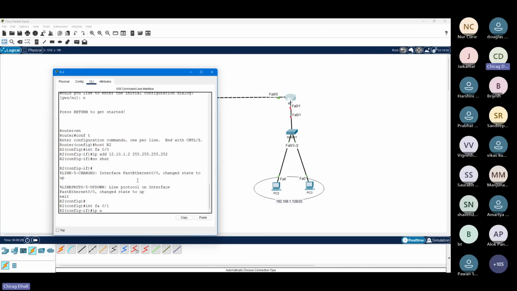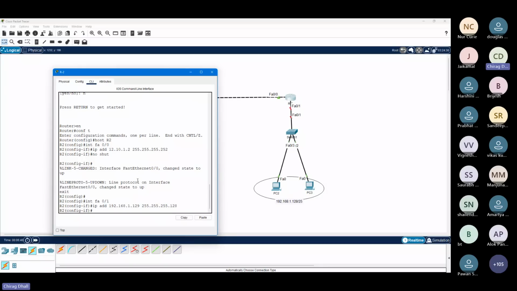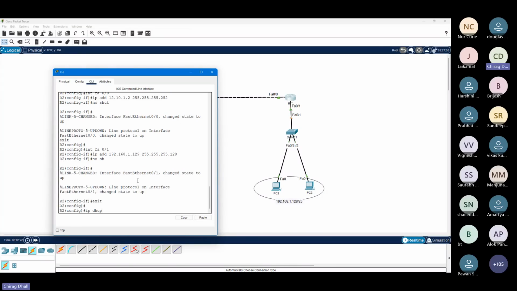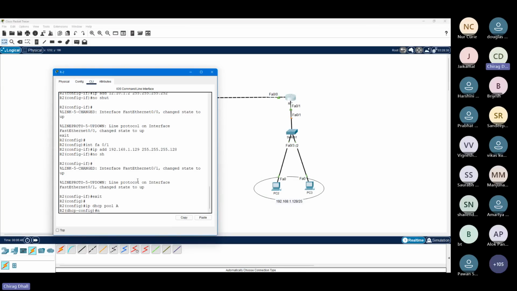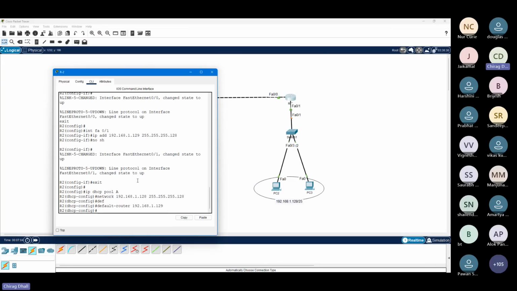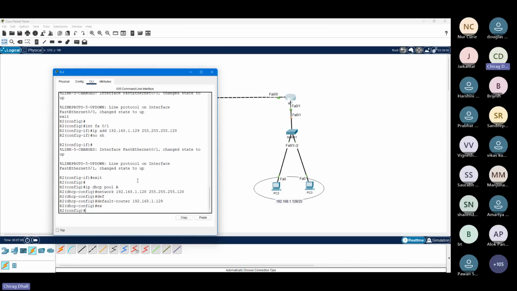FA0/1 IP address 192.168.1.129 because 128 will be my network ID and then 255.255.255.128. No shut, exit, ip dhcp pool A for the network 192.168.1.128, 255.255.255.128 with the default router address as 1.129. Let me know if you have got any questions.